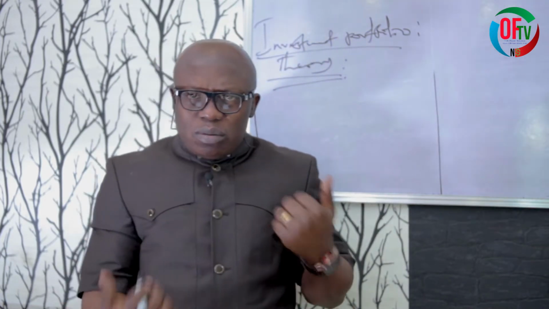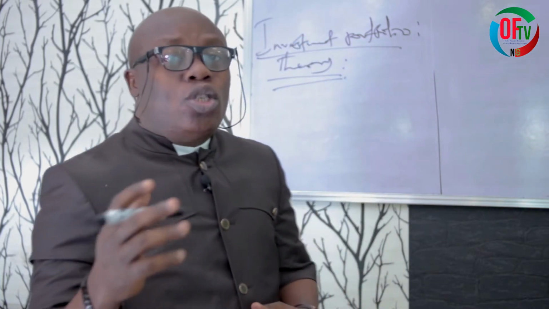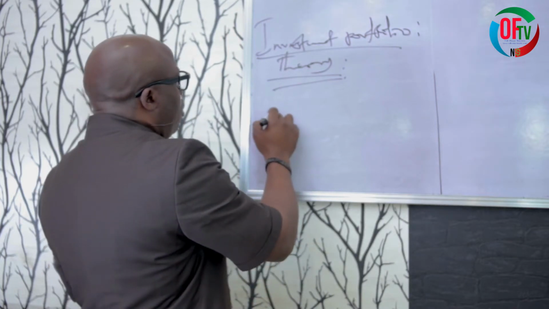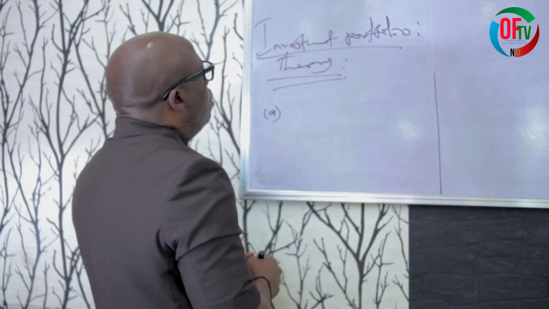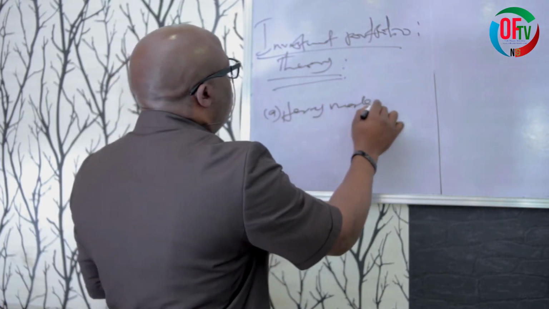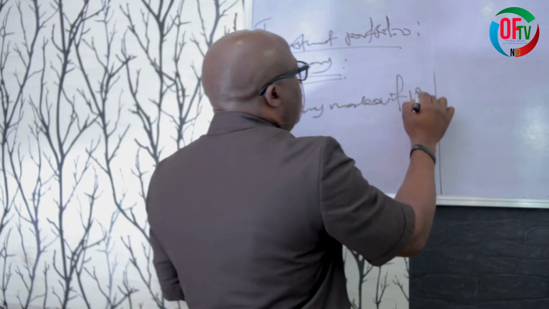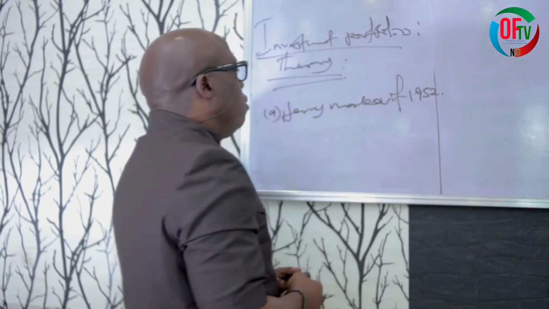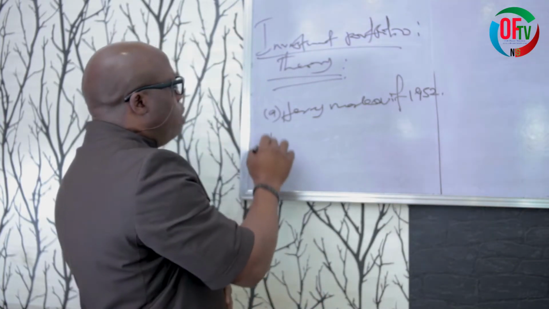Now, in investment portfolio theory, what we are going to be looking at is this: how can we manage so many businesses and reduce some risks in business? And that will lead me to theories of finance. The first theory we shall be looking at was the one introduced by Henry Markowitz in 1952. Henry Markowitz introduced what we call portfolio selection.